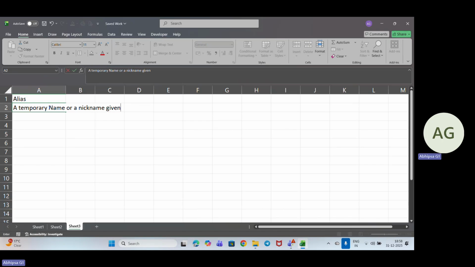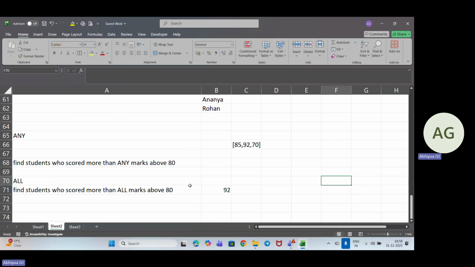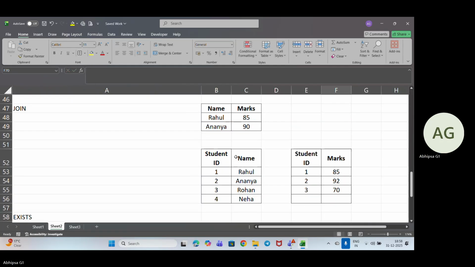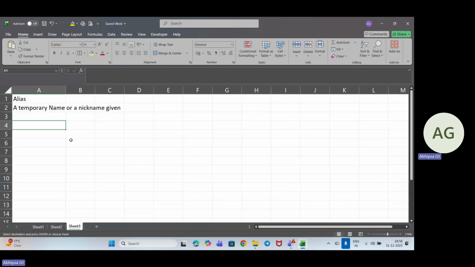Now, suppose we are taking the student details, like the same one, student with the names. Let's take it here, Control C, and the marks, and we'll just paste it here.